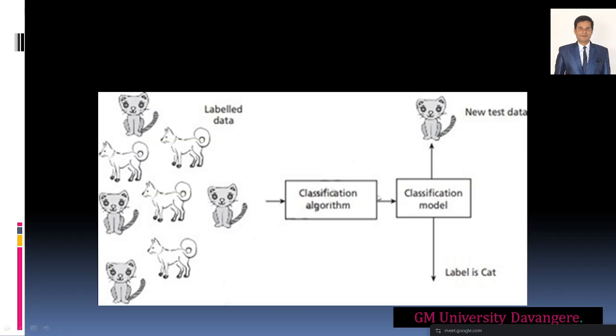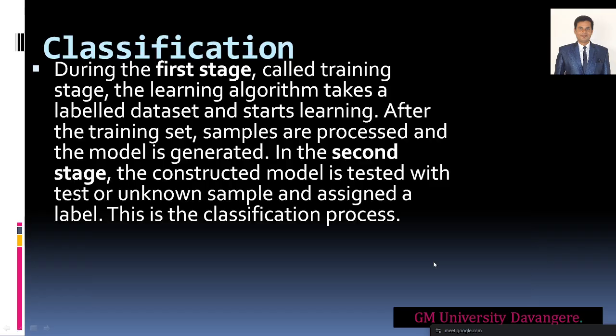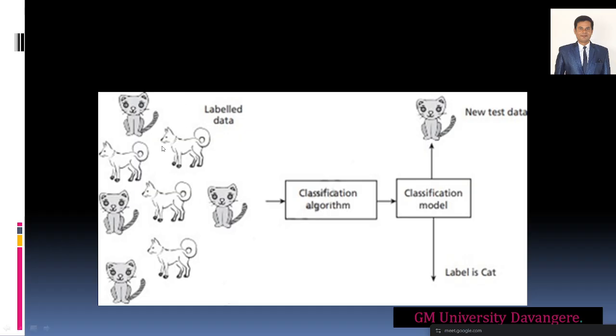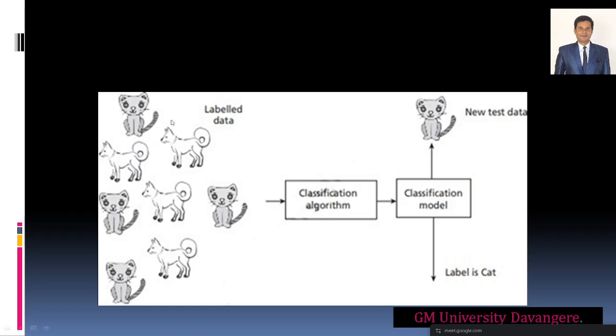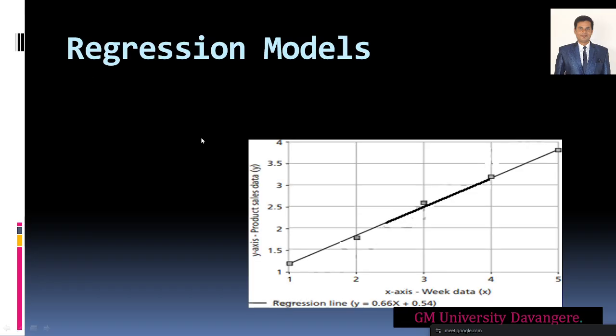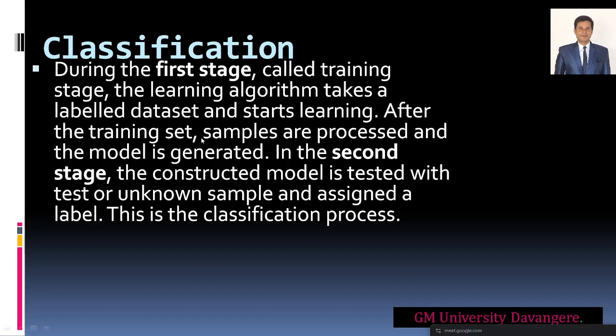It will classify with the algorithm. If any new data comes, or if new data sets are provided, then based on this modeling it will try to label the cats. That is called classification during the first stage, the training stage. You have to train and label the data, and the learning algorithm takes the labeled data sets. By learning this, it will try to label the data properly.